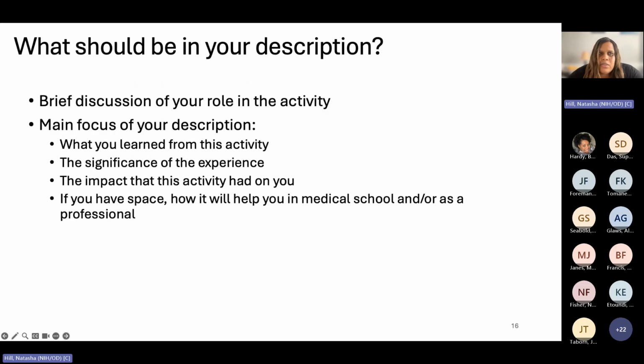So when you're thinking about describing a narrative experience, think about briefly expressing or discussing your role in the activity. But please make your main focus of the description what you learned about the activity, the significance, the impact that this activity had on you, something about that personal growth. And if you have space, maybe include something about how it's going to help you in medical school, or as a physician.